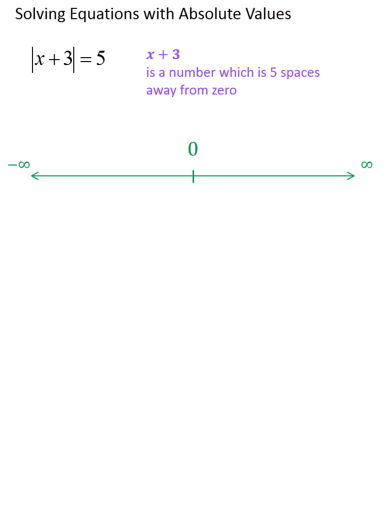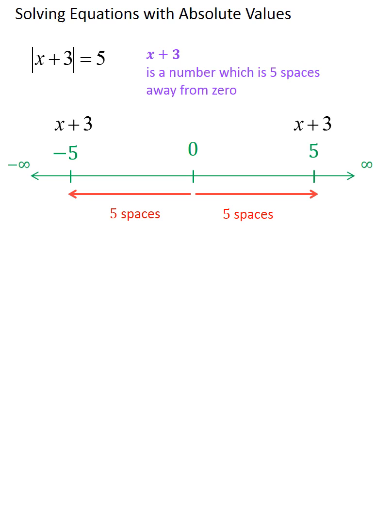Well, here's 0. What that means is, if I go 5 spaces away this way, maybe x plus 3 is there. On the other hand, if I go 5 spaces the other way, maybe x plus 3 could be over there as well. And these are both possible. So, of course, what numbers are 5 spaces away from 0 are 5 and -5.